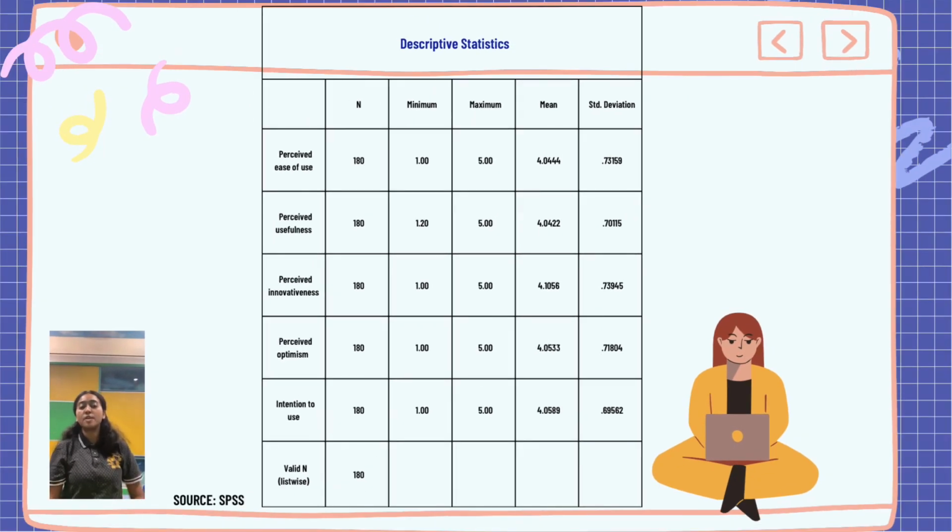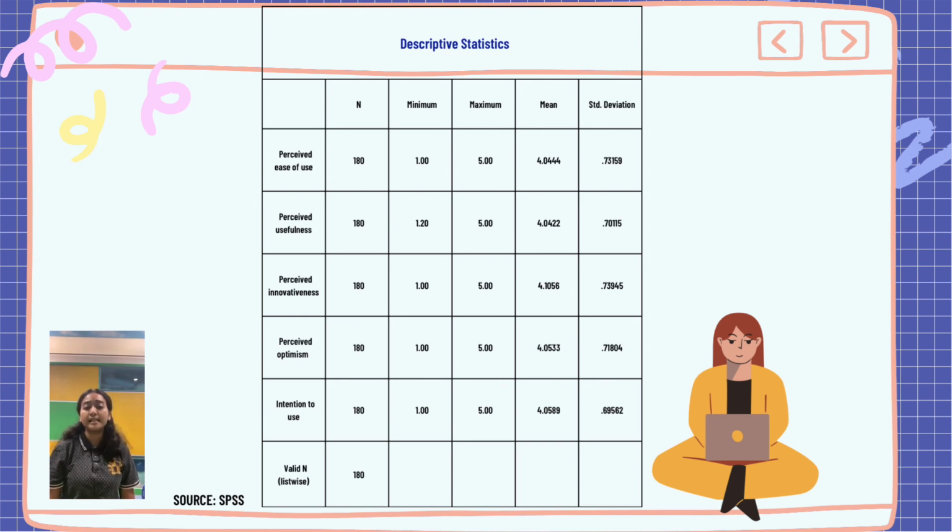The descriptive analysis of the mean and standard deviation for each variable among the 180 respondents is shown in the table above. When analyzing the variables, a Likert scale was used, and the mean for all of them is more than 4.0. The mean for perceived innovativeness is the greatest, coming in at 4.106, followed by intention to use with 4.059, then perceived optimism with 4.053 and perceived ease of use, which is 4.044. In contrast, perceived usefulness turned out to be the lowest, as the mean was just 4.042.